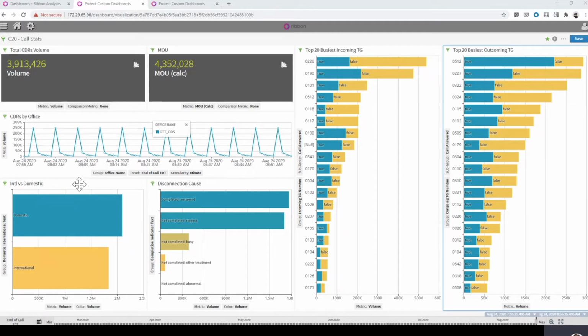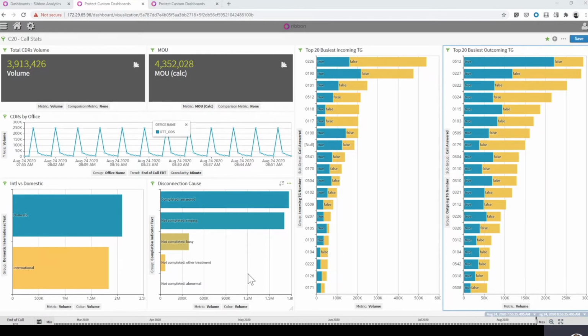The analysis can pinpoint domestic versus international destination of the calls, also analyzing the disconnect causes of the calls themselves, and then categorizing them as completed calls, not completed calls left ringing, busy signal, not completed calls, and then other calls sent to treatment and not completed too.